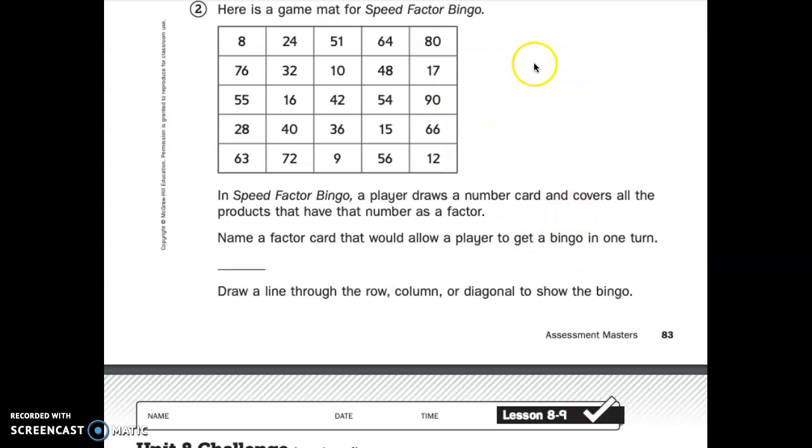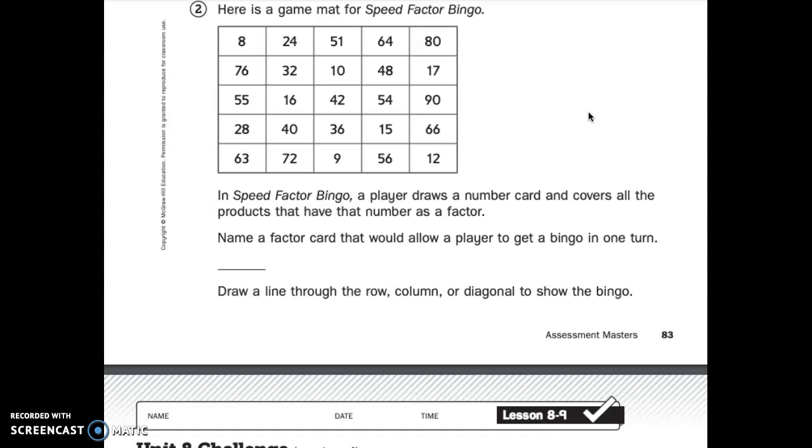So remember, if I pull a 5, all my factors would be 5, 10, 15, 20, 25, and so on. So what card can I choose? I'm going to let you know there's actually 3 possible cards I could choose that I would automatically get a bingo if I crossed off all the factors. So remember, you need 5, so you could get 5 this way, this way, this way, up and down, diagonal.